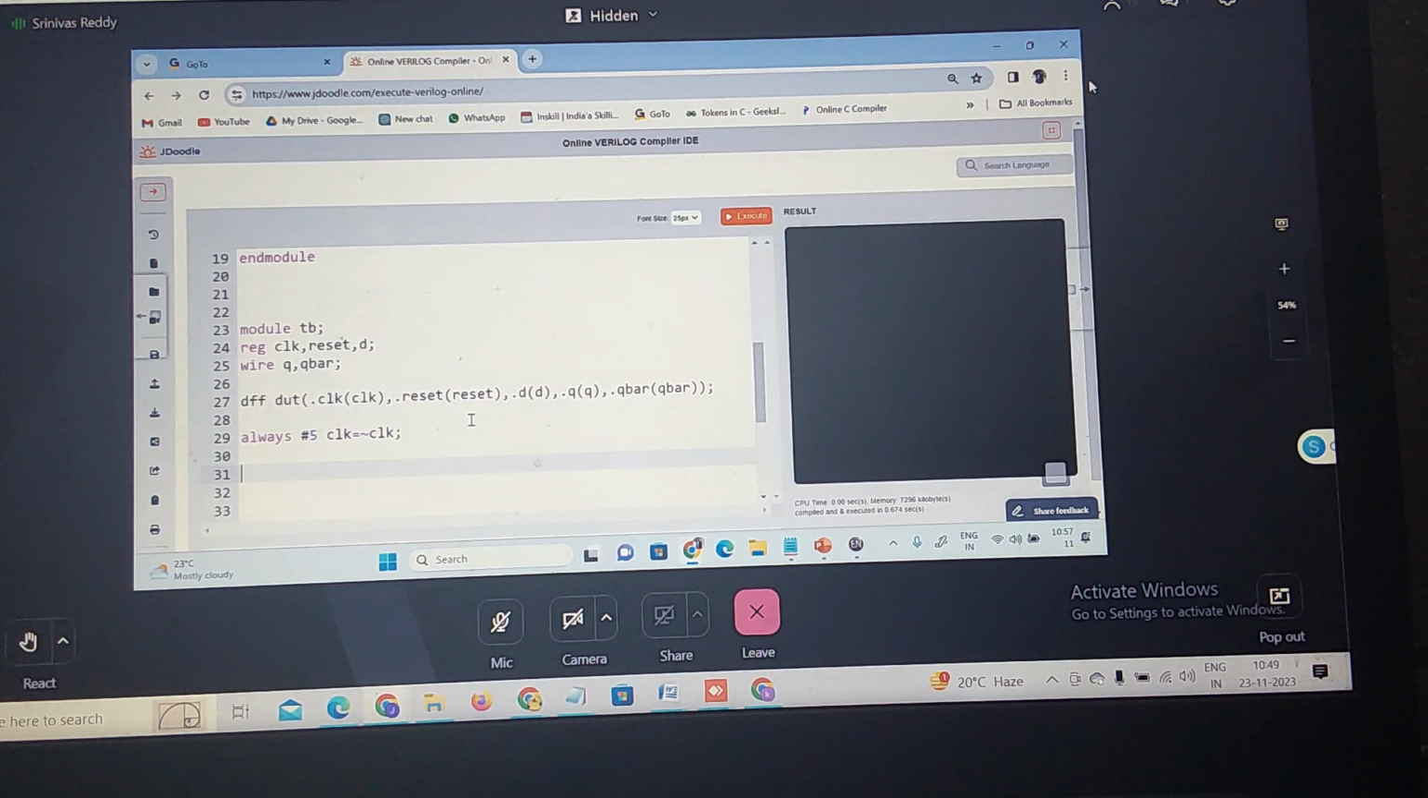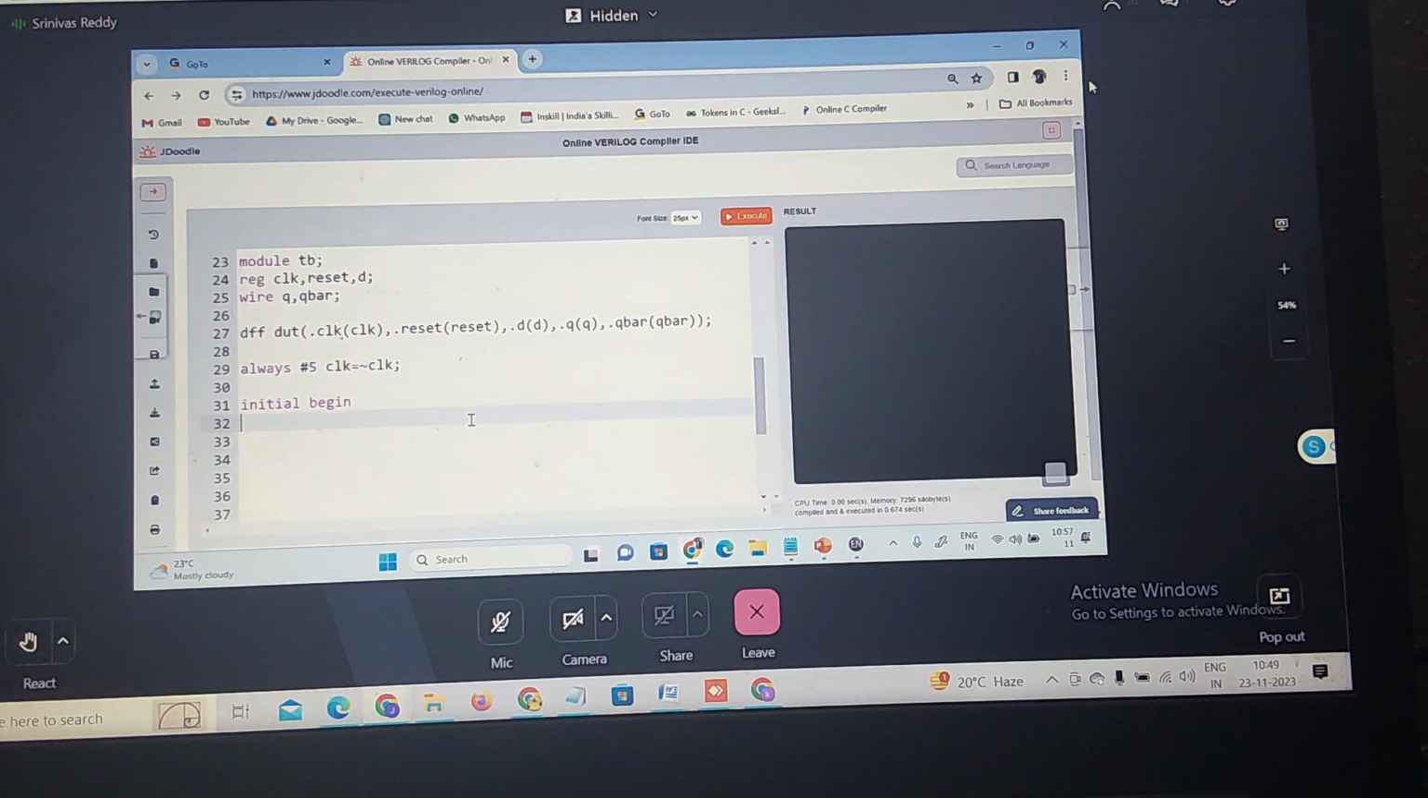This will be generating the clock. Now what do I need to do next? Initialization. Initial begin, correct? First I'm going to initialize clock to 0. So this will be executing at time t equal to 0. So now I'm going to make reset equal to 1.